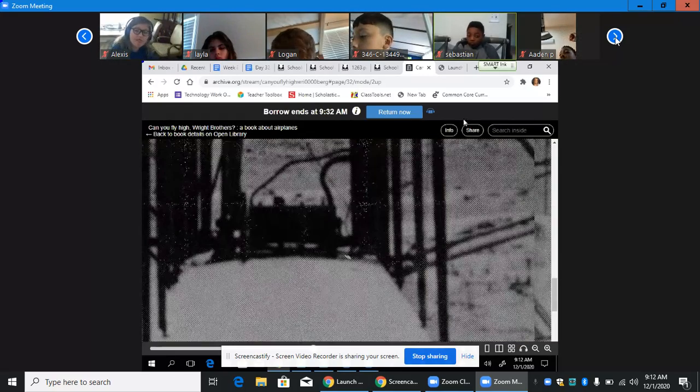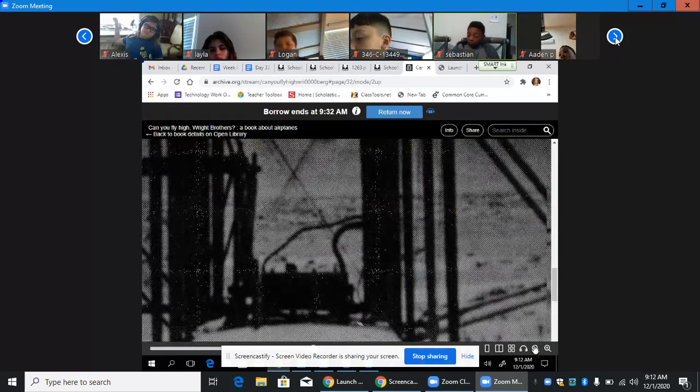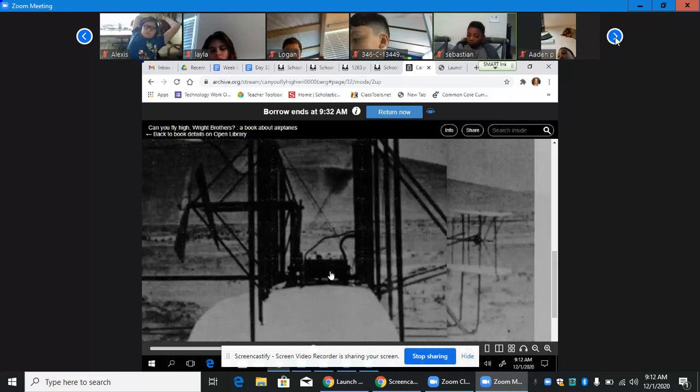Oh, that's way too close. Let me zoom out one. The engine's right there. You guys see it? So I'm pointing to the engine on mine.